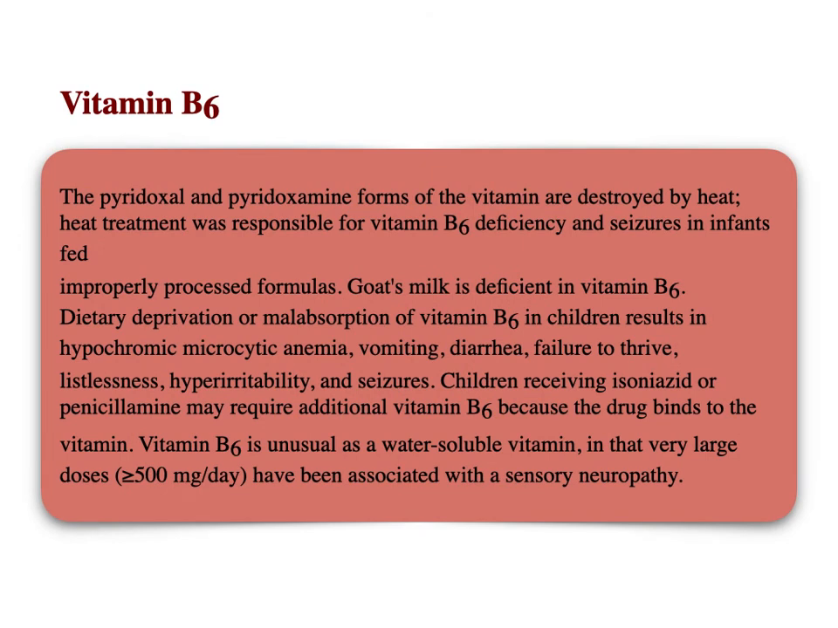Vitamin B6, pyridoxine, is destroyed by heat. So heat treatment was responsible for vitamin B6 deficiency and seizure in infants who were fed an improperly processed formula. Also, cow's milk is deficient in vitamin B6. Dietary deprivation or malabsorption of vitamin B6 in children results in hypochromic microcytic anemia, vomiting, diarrhea, and failure to thrive. Patients also may have seizure. Children who receive isoniazid or penicillamine may also require additional vitamin B6 because these drugs will bind to this vitamin.